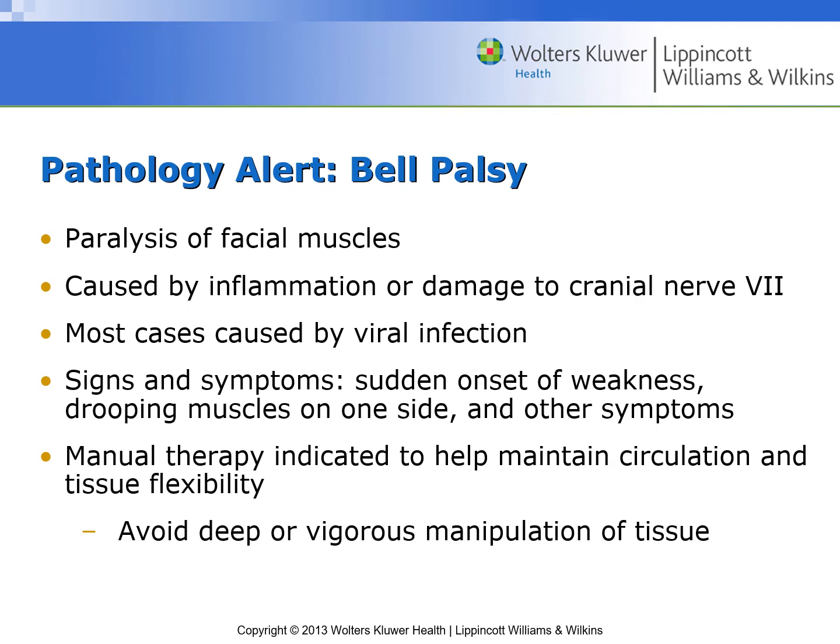Let's discuss Bell's palsy for this pathology alert. Bell's palsy is paralysis of facial muscles. It is caused by inflammation or damage to cranial nerve number 7. In most cases, it is caused by viral infection. The signs and symptoms of Bell's palsy are sudden onset of weakness, drooping muscles on one side, and other symptoms. In manual therapy, it is generally indicated that it can help maintain circulation and tissue flexibility. However, we should avoid deep or vigorous manipulation of the tissue.